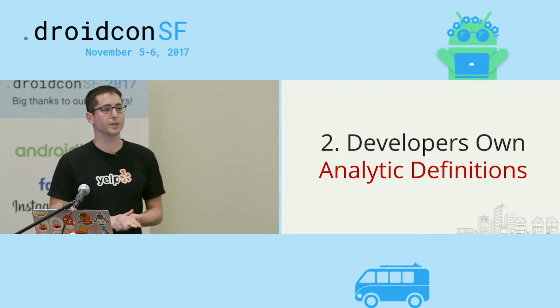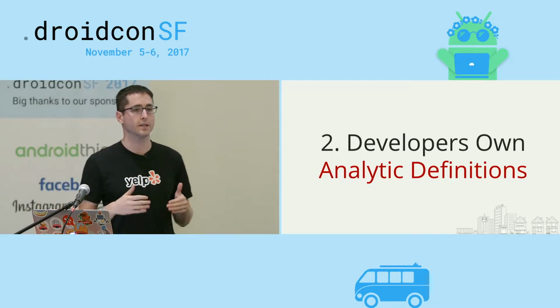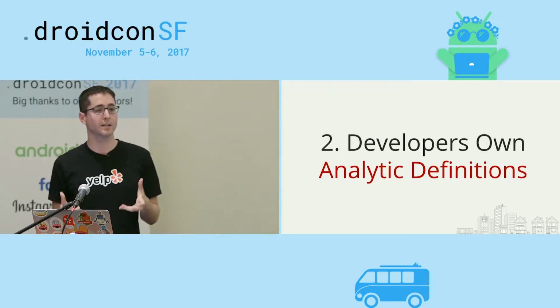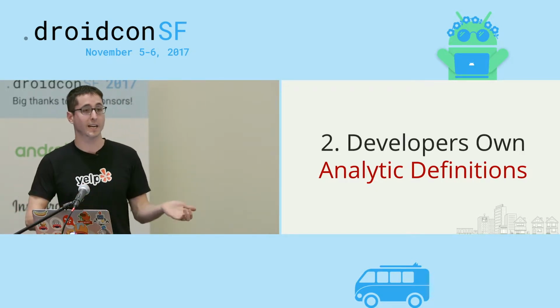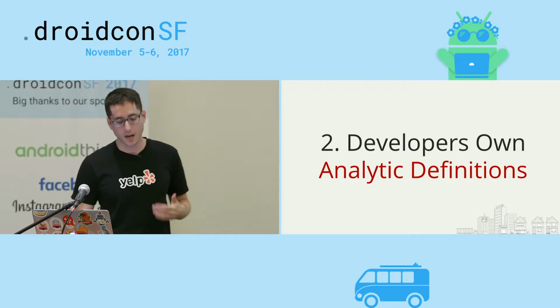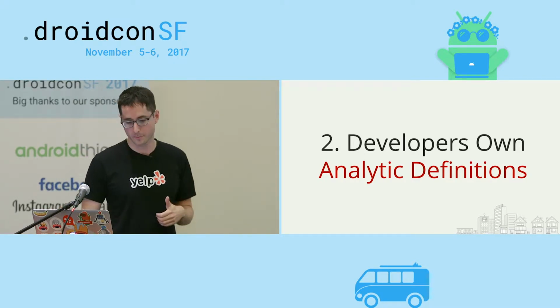The second thing that's really important is that developers own analytic definitions. I think this is really important to call out because sometimes it can be really easy to think that the actual processing and analysis and the definition of the data is the responsibility of product managers or data analysts or business operations. And that can lead to some really pernicious situations.